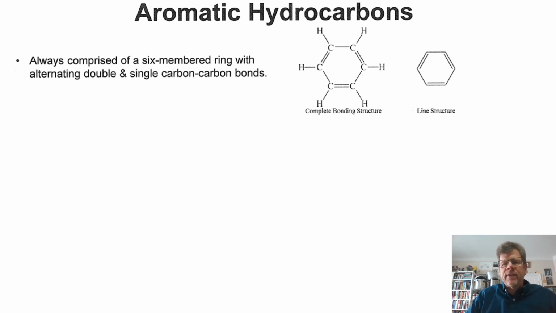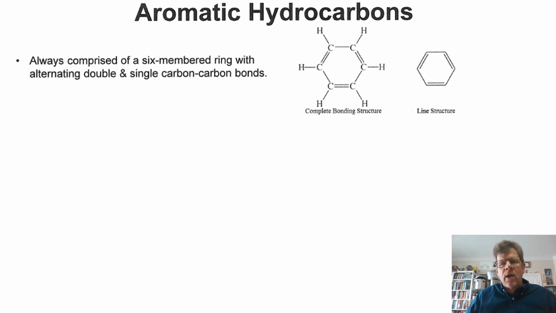So now we're going to get into the last piece of these unsaturated hydrocarbons, and that is titled as aromatic hydrocarbons. We've had some insight into an aromatic hydrocarbon up to this point, and we'll cover that in just a moment. But an aromatic system, or an aromatic hydrocarbon, is always a six-membered ring, a ring with six carbons, with alternating double and single carbon-carbon bonds.